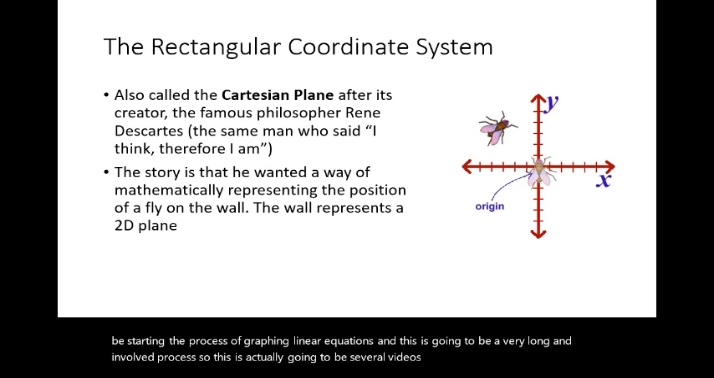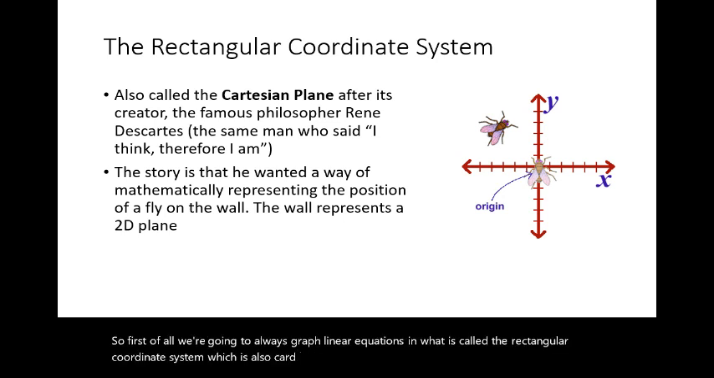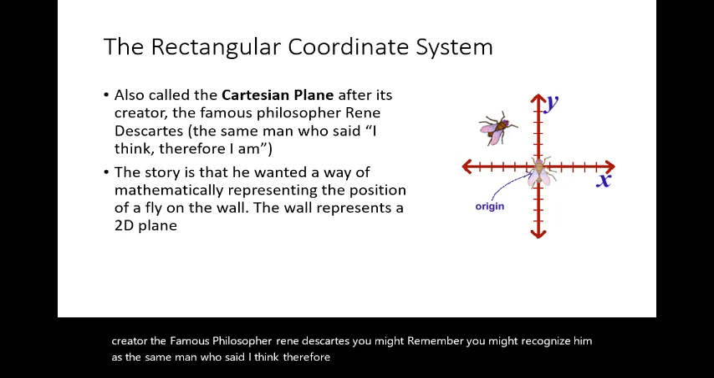So first of all, we're going to always graph linear equations in what is called the rectangular coordinate system, which is also called the Cartesian plane. The Cartesian plane is named after its creator, the famous philosopher René Descartes. You might recognize him as the same man who said, "I think, therefore I am." He's the one that came up with this.